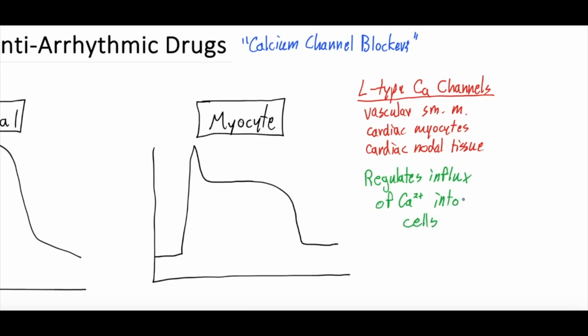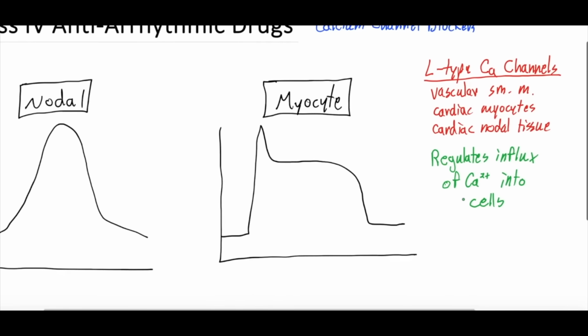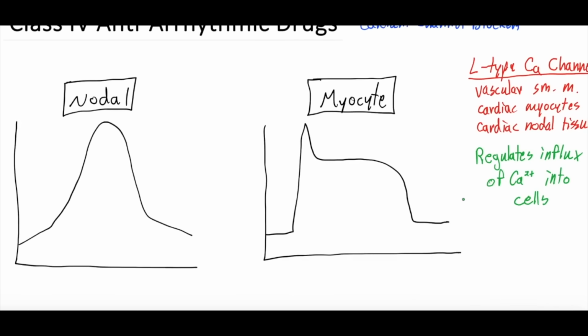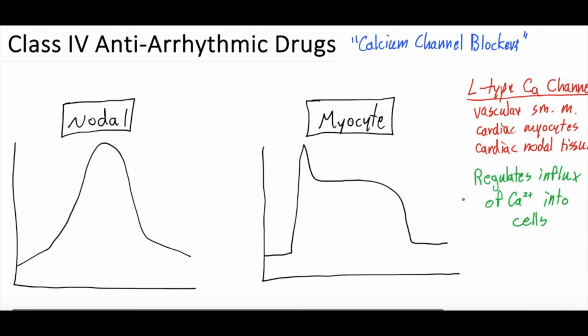Specifically for the action potential, we need to talk about the nodal tissue and the myocytes. So calcium channel blockers, with this thought in mind, affect both cardiac myocytes as well as cardiac nodal tissue. And the action potentials you see with nodal tissue and myocytes are different, and I think it's worth discussing. So we'll first talk about the nodal tissue. When the nodal tissue starts to depolarize, you get this sodium influx, and that's what you see here.